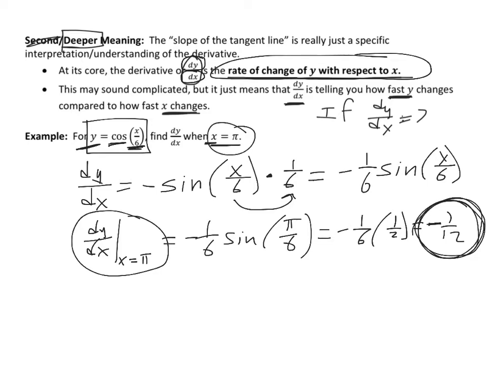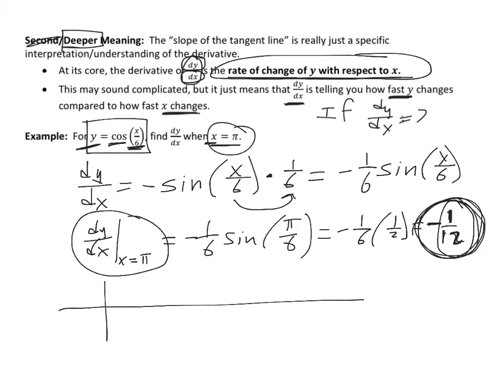What does that tell you about how y is growing compared to how x is growing here at pi? Doesn't the negative tell us that y is decreasing? And it's not decreasing very fast. This is very slowly decreasing. It's almost like y is going down by 1 when x goes up by 12. And we can actually sort of see that on the graph here.